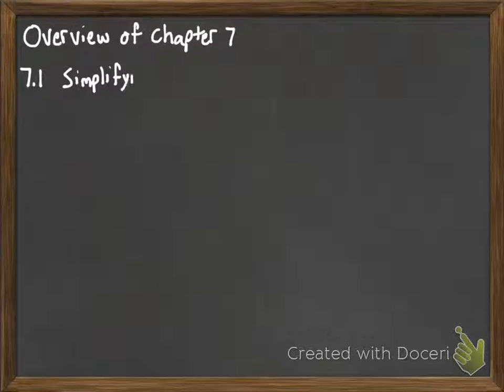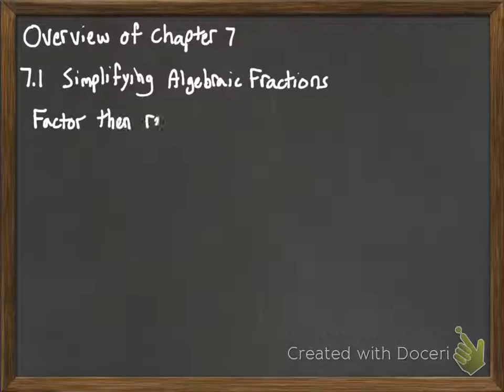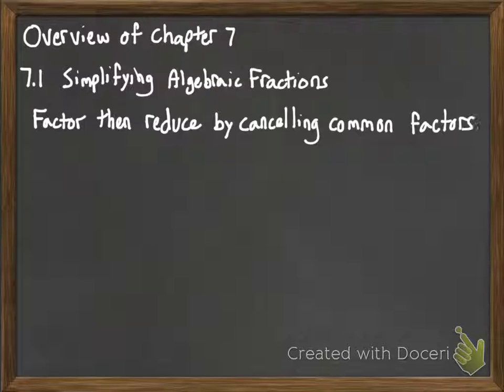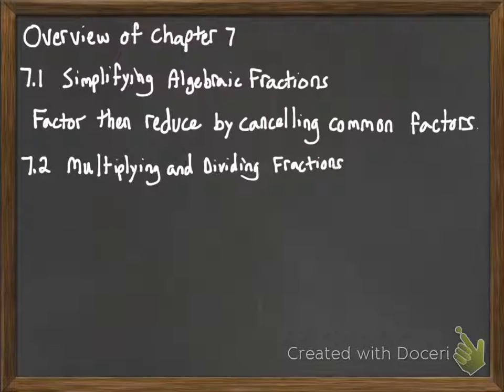The first thing we covered in Chapter 7 was simplifying algebraic fractions. Remember, the key there is that we factor everything and then reduce by canceling out those common factors. And that's also what we do in 7.2, except we're dealing with two fractions because we're multiplying and dividing them.